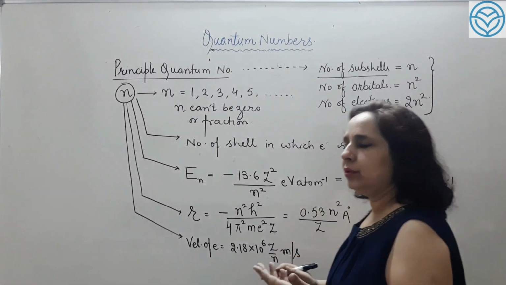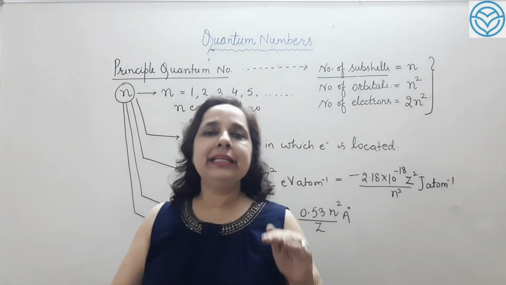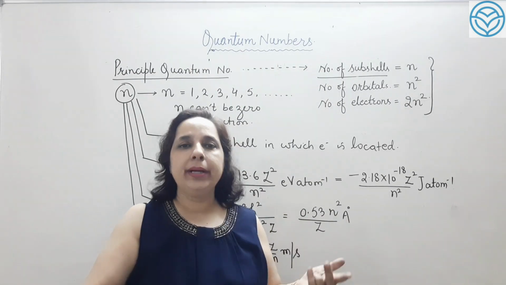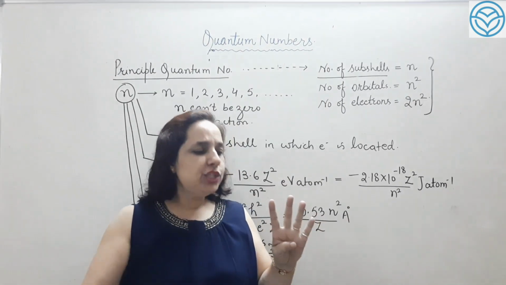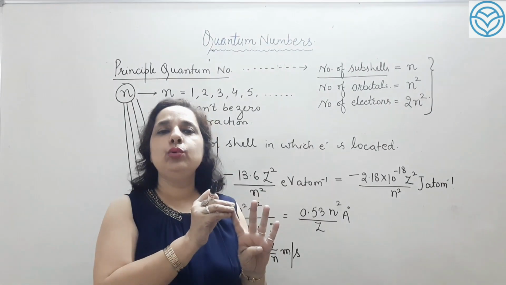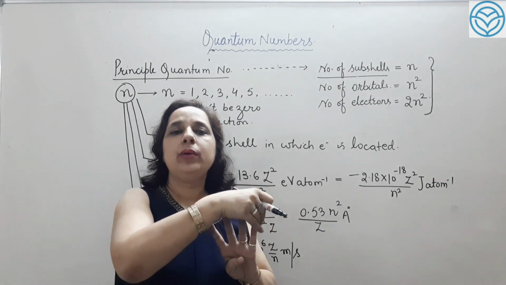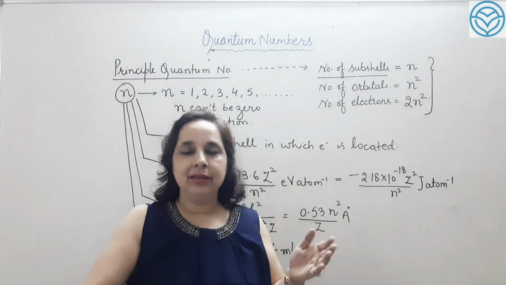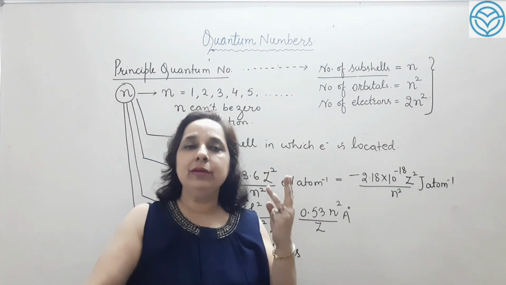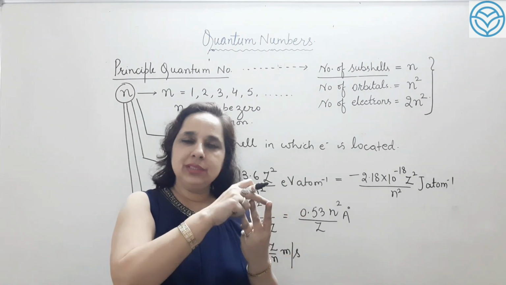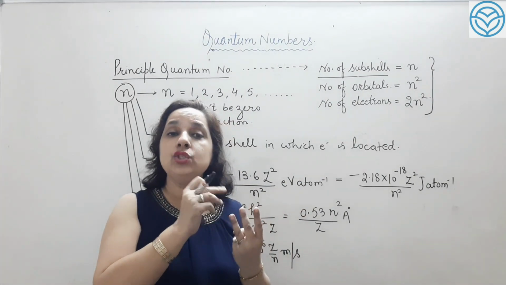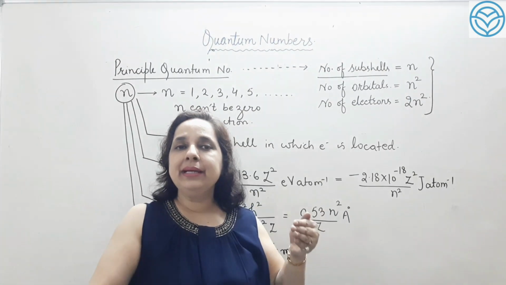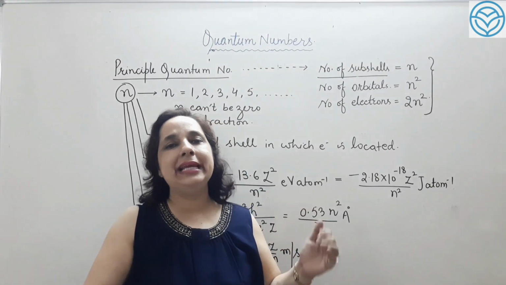Let's move on to the second floor. On the second floor how many rooms will you have? 2 rooms. Now how many beds will there be? 2 square, that means 4 beds. Each bed is going to have 2 electrons: 2, 4, 6, 8. If I reach the third floor, it means the third shell. How many rooms will there be? 3 rooms. How many beds? 3 square, that means 9 beds. 9 beds means how many electrons? 18 electrons will be there.